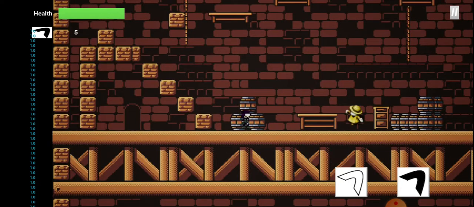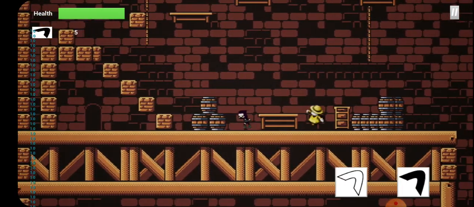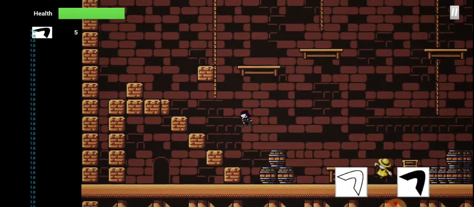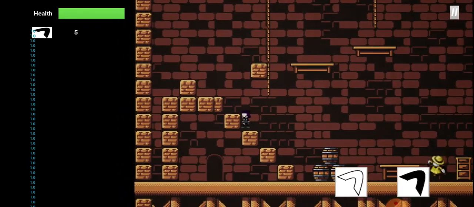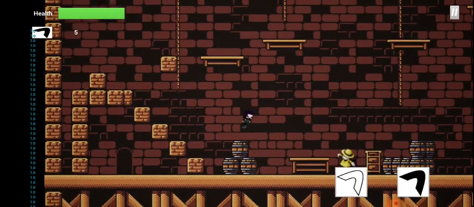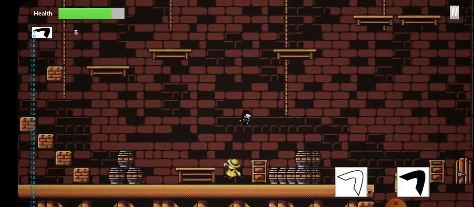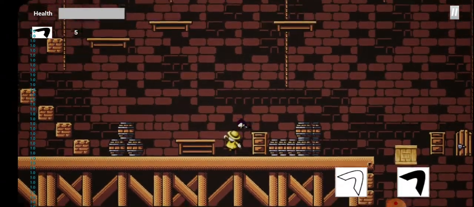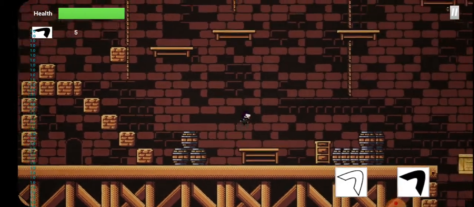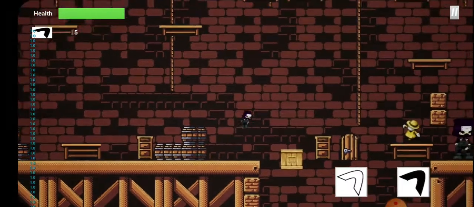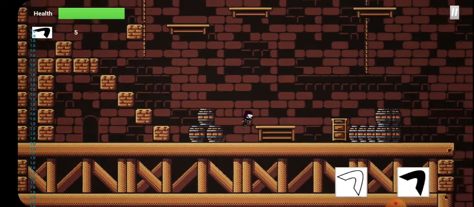So this is our character, and it moves forward and backward, and it can jump. This is the trap, and above you can see the health bar as well. This is the enemy.